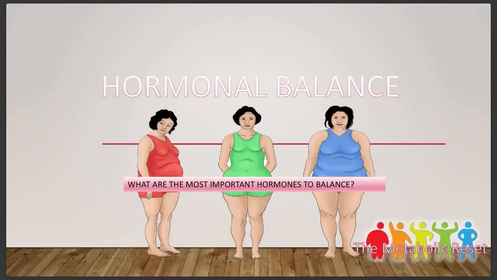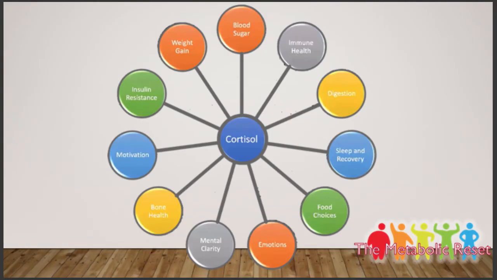So let's take a look at cortisol. Here are the effects of cortisol imbalance. We can have changes in blood sugar. We can have changes in immune health. This often is the reason why if people are too stressed, they don't do a great job of defending against pathogens. It can affect the digestion. The high cortisol levels can interfere with how well you can get into the digestive process. They affect sleep and recovery. Cortisol affects food choices. It definitely has an impact on the emotions, mental clarity, bone health. High cortisol is probably the biggest determinant factor in bone loss. Motivation and insulin resistance, that's where cells stop responding properly to the hormone insulin. And you can also get weight gain from cortisol.